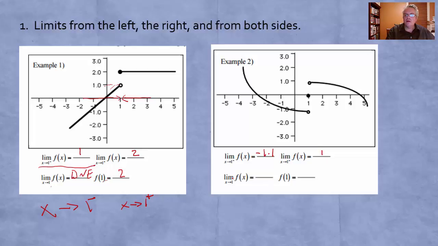Okay, now, the limit as x approaches 1, that means from both sides. Well, again, it doesn't approach the same thing from both sides. So we're going to say the limit does not exist. In order for it to exist, it has to approach the same thing from the left and right. Now, the actual value at 1 was this, 0. That's where the solid dot is.